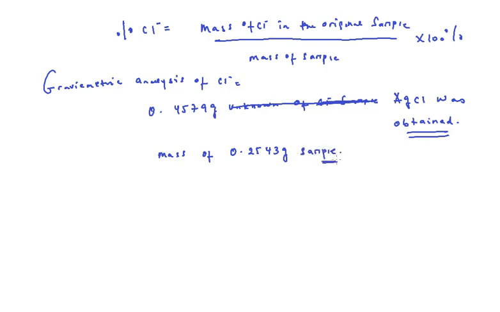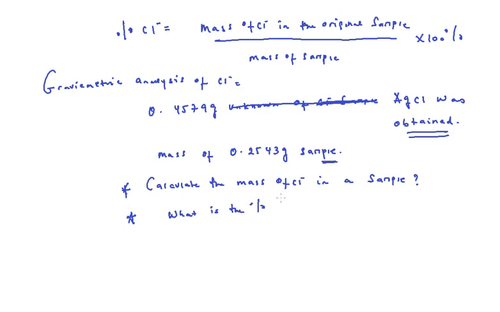Okay, now in this case, there are two questions. I want you to calculate the mass of chloride ion in the sample. That's one question. The second question would be, what is the percent of chloride ion in the sample?